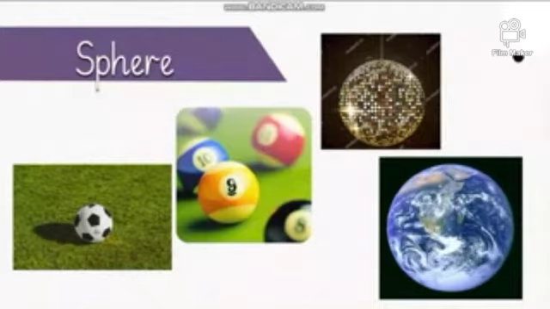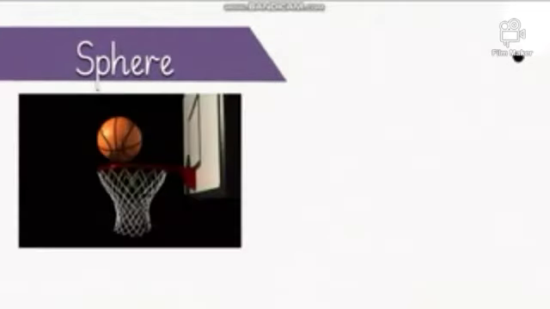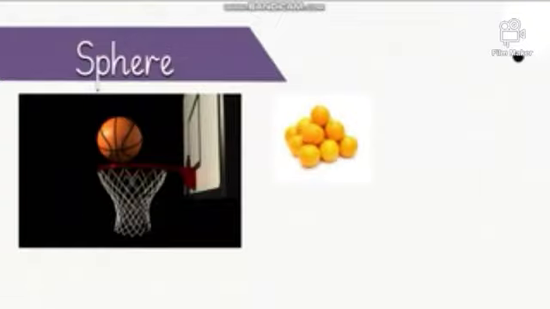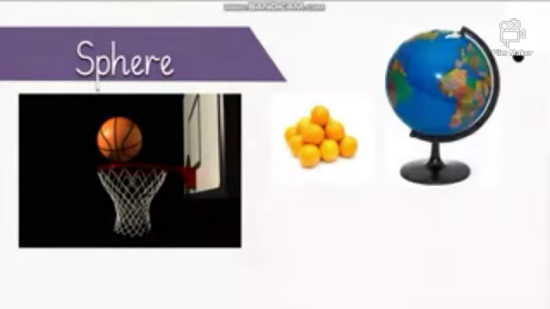We share some other examples here also. It's a basketball. Basketball is also like a sphere shape. Oranges. This season is for oranges, winter season. Oranges at your home are like a sphere shape. Globe is also like a sphere shape. Very good. So these are all examples of a sphere shape.